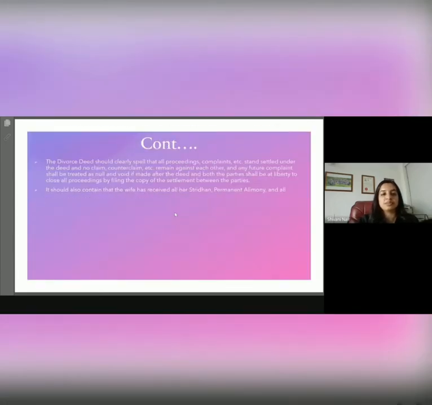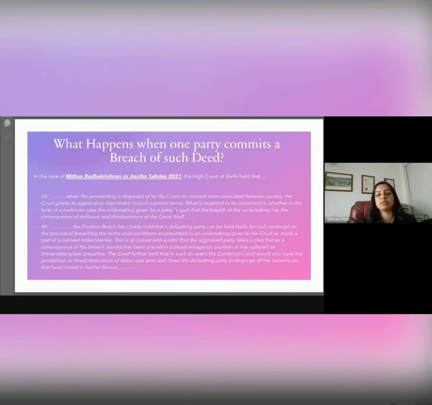What happens if one party commits a breach of such a deed? Now there is a lot of chance that even though both the parties were present along with their lawyers while creating the deed, there might be a chance where one of the parties refuses to adhere to the deed and might commit a breach of such deed.